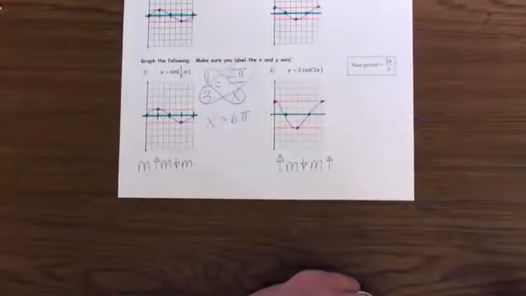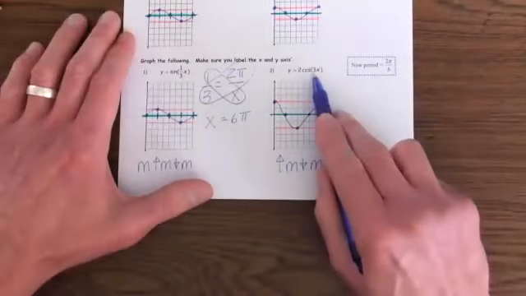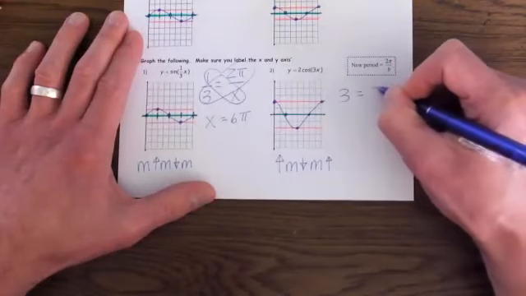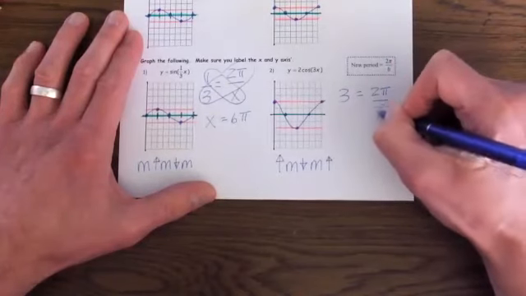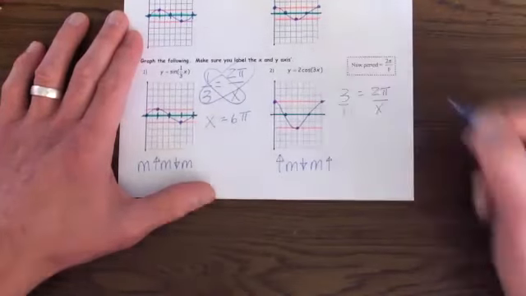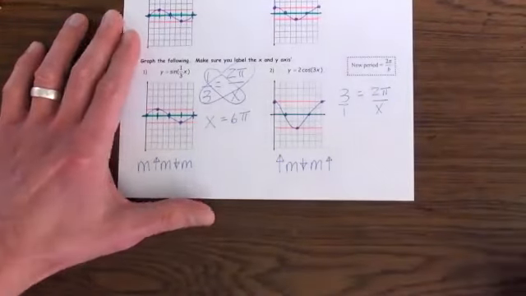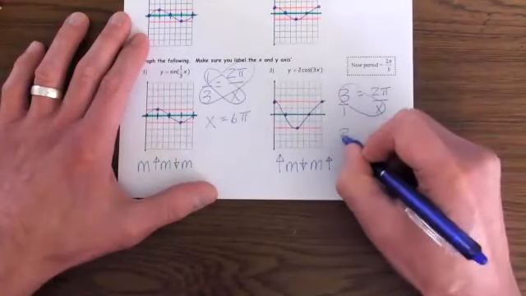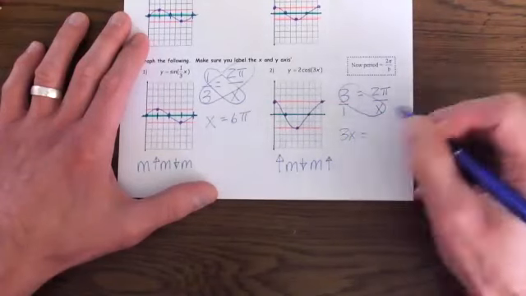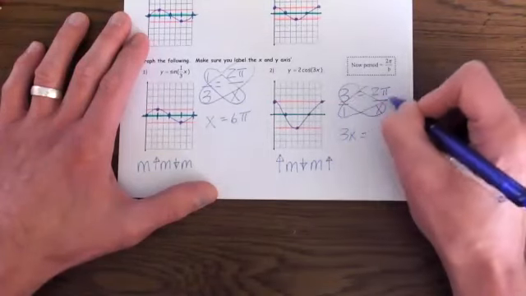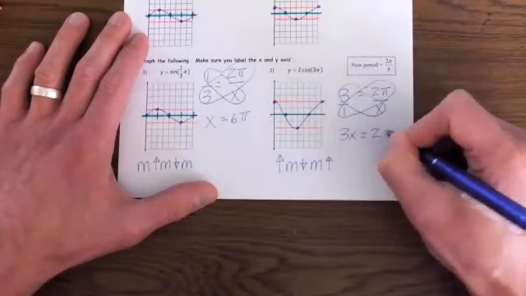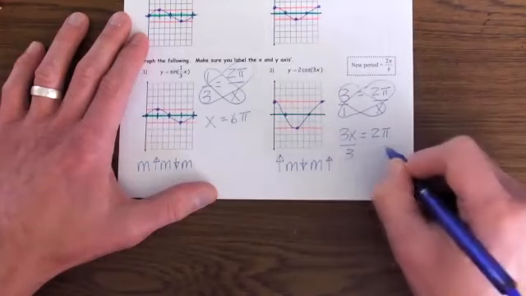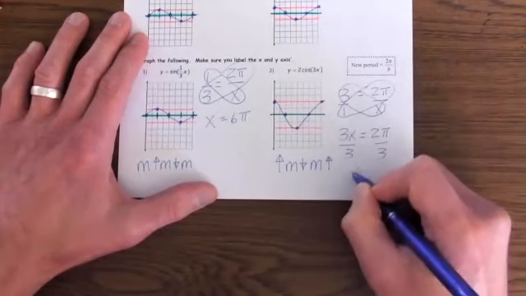Now, let's identify the new period here. That number in front of x. Set it equal to 2 pi over x, or 2 pi over b. You can truly use whatever variable you want. 3 times x is equal to 2 pi times 1. It is 2 pi over 3. Good. That is the new period.